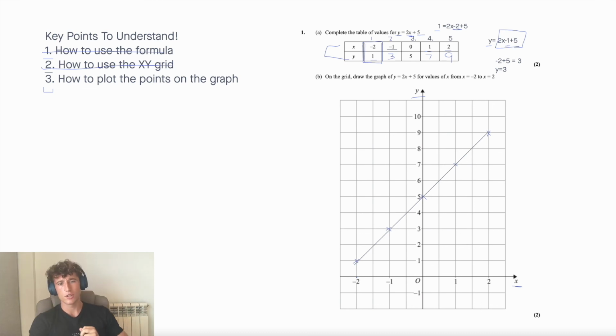So yeah, that is pretty much all plotting straight line graphs are. It's just about putting the different numbers into that formula to find the y value and then moving that onto the graph.